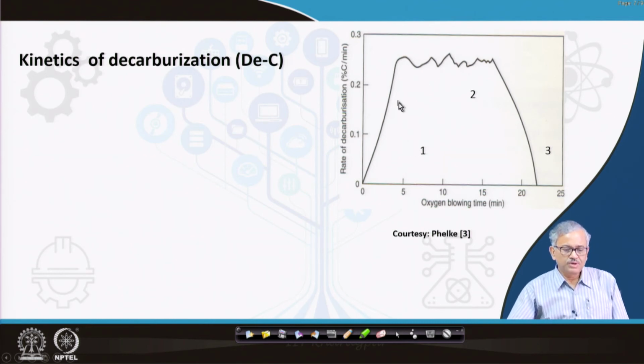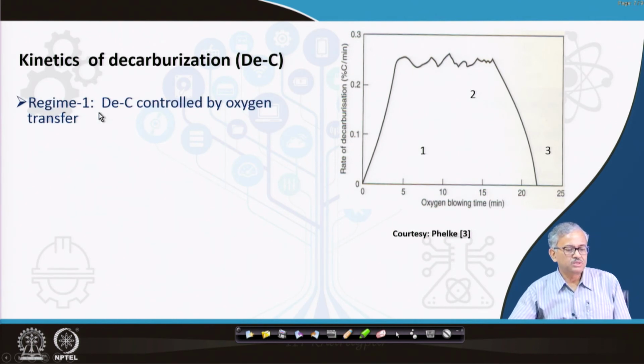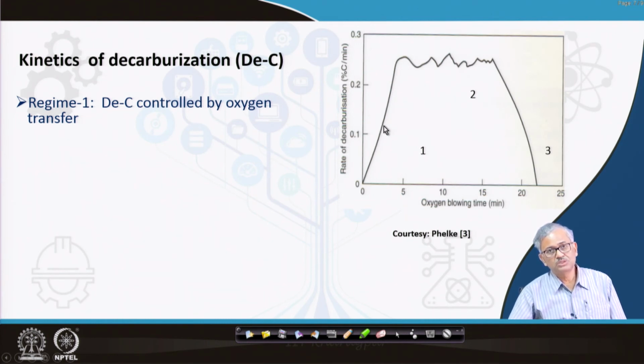Now if I want to understand these three regimes, one is this regime, two is the steady state regime, and three is the third regime. Let's see the first regime. Regime 1 is where decarburization is controlled by oxygen mass transfer. Here basically the rate of decarburization is controlled by oxygen mass transfer.